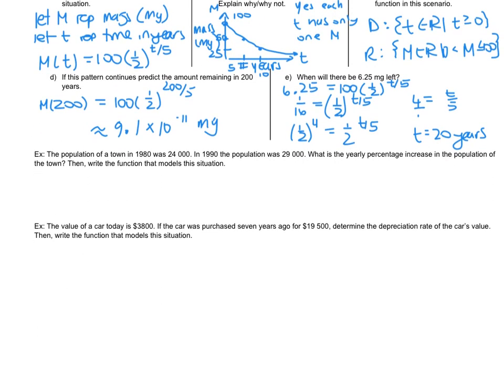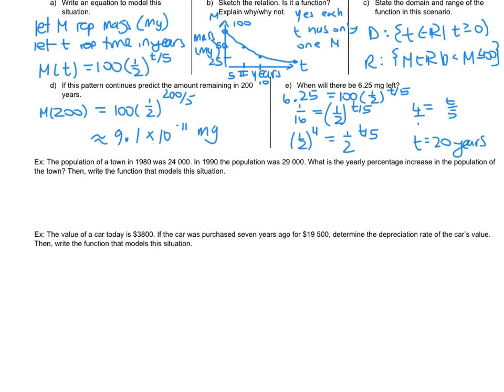The population of a town in 1980 was 24,000. In 1990, the population was 29,000. What is the yearly percentage increase in the population of the town? Then write the function that models this situation. So I'm going to look at 1980 as my initial year and my initial population.